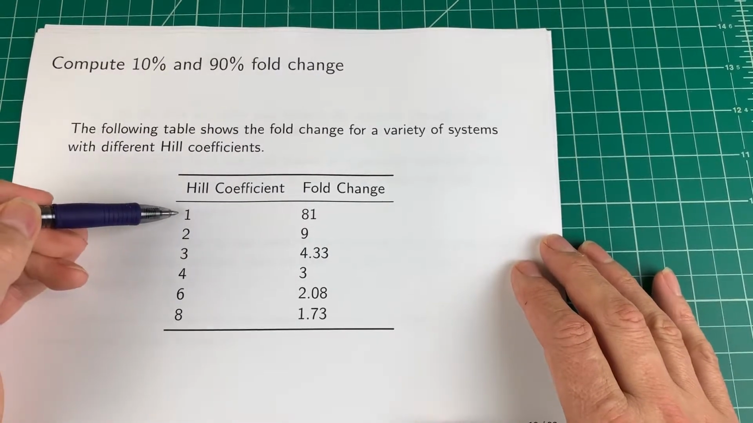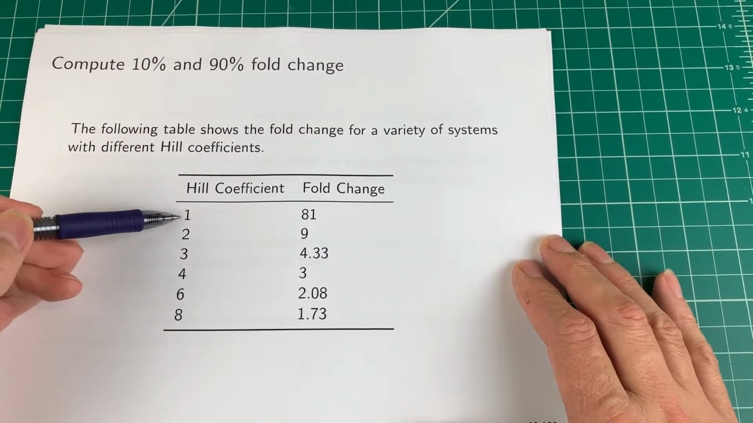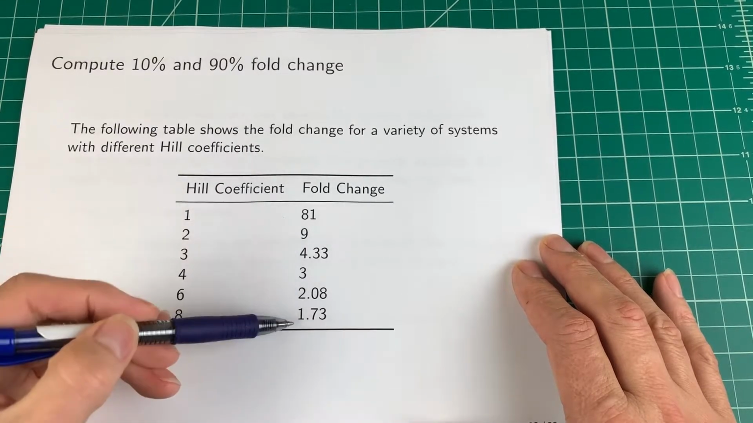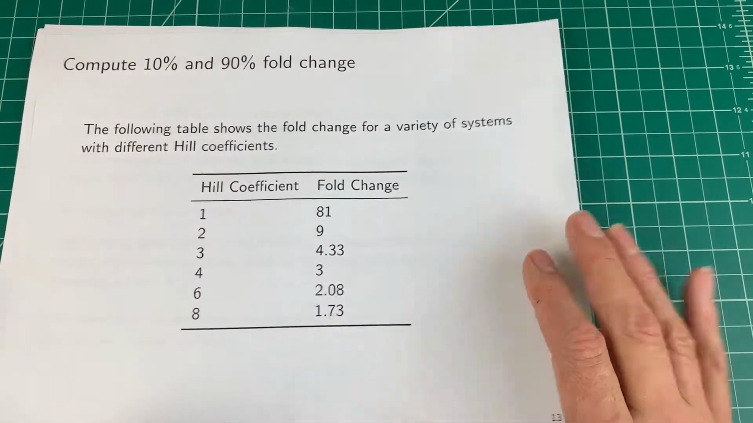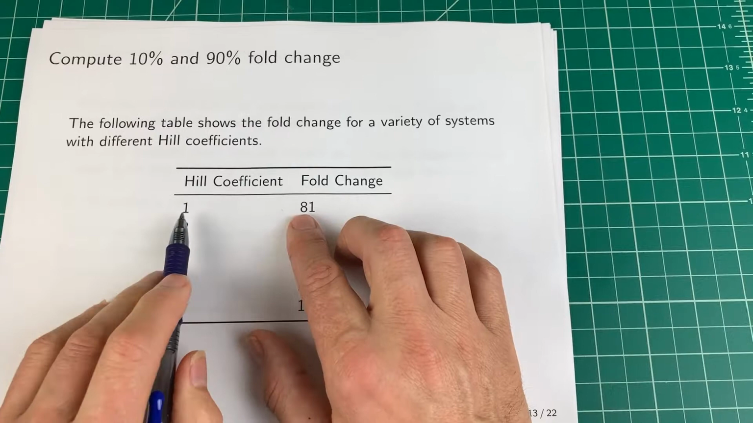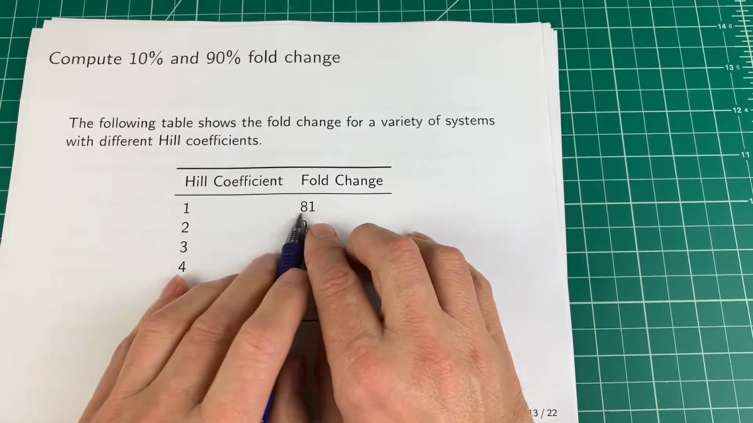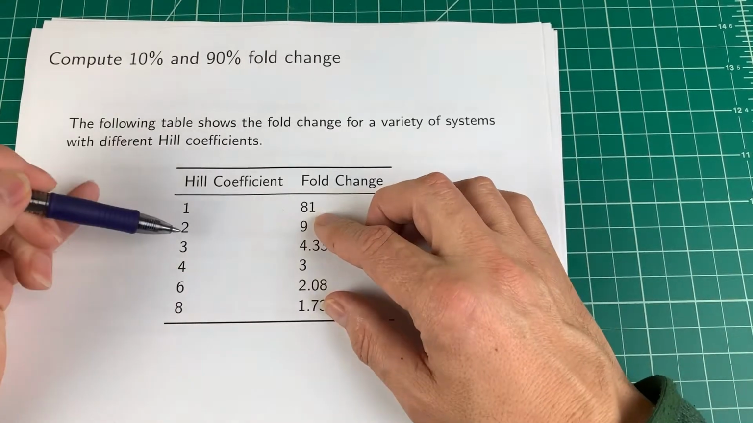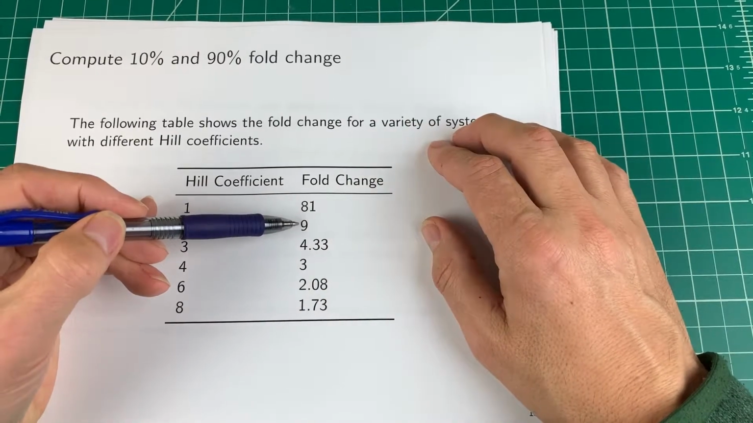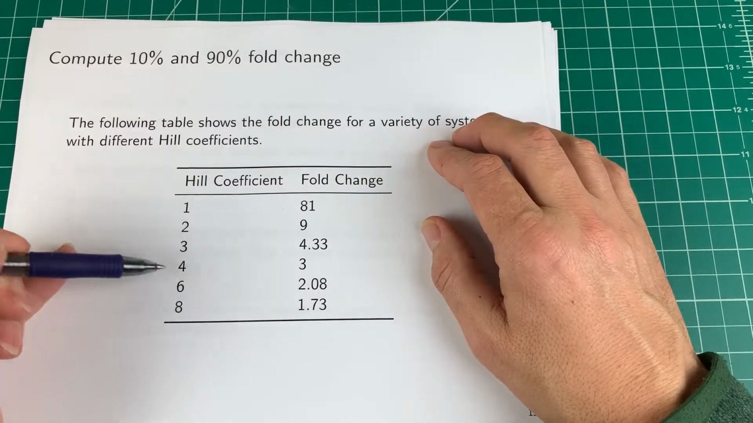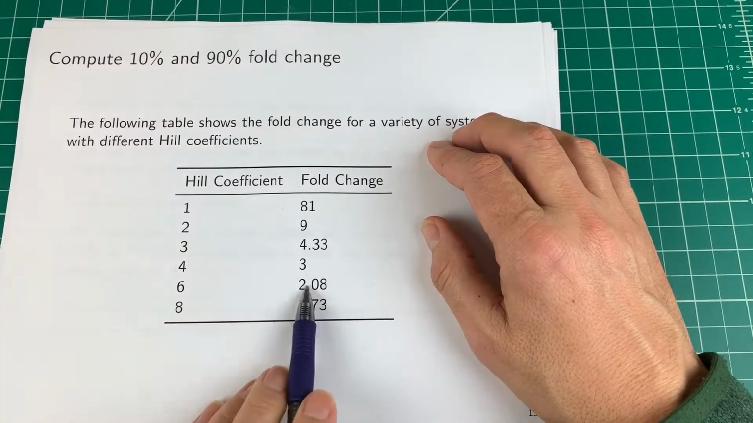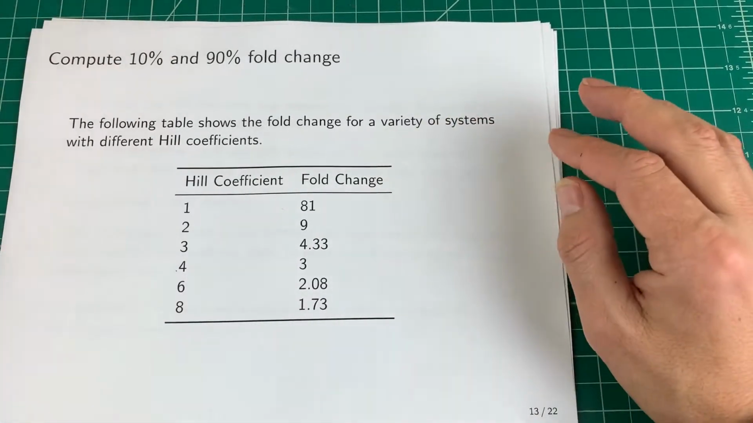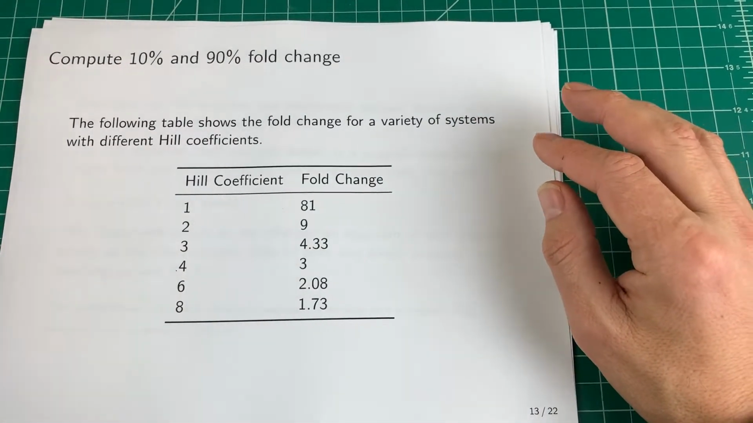So down here I've got a table. I've got the Hill coefficient 1 to 8, and this is the fold change, or the R value. Remember that when we have a hyperbolic response, the fold change was 81. As I increase the Hill coefficient, you notice that the fold change drops and drops and drops. In fact, when the Hill coefficient is 4, I get a fold change of 3.